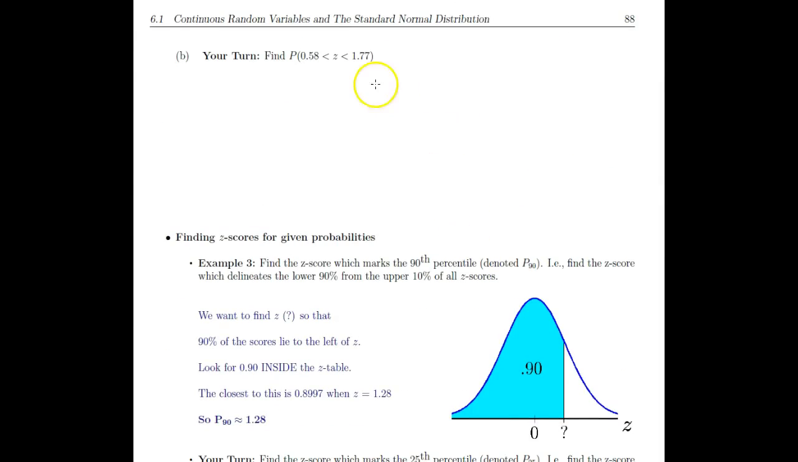So your turn. Find the probability that z is between 0.58 and 1.77. So why don't you pause the video, try that, and then when you press play, I'll go through my answer and we'll see if ours matched up.